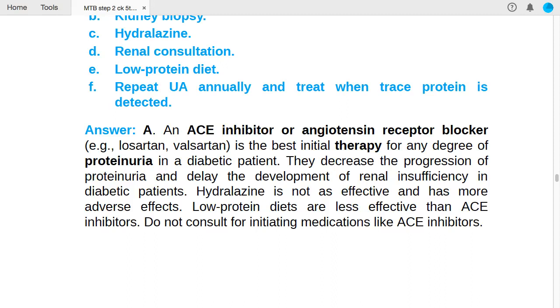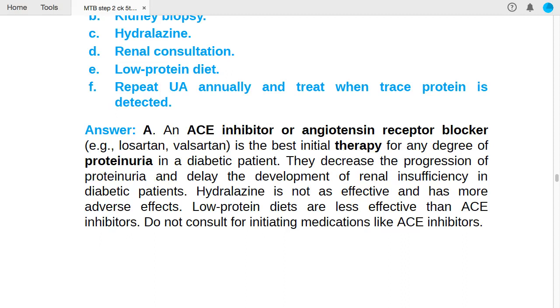So in order to prevent renal insufficiency and the progression of proteinuria, we usually advise medications immediately when a patient is diabetic and showing microalbuminuria. Why are we not using hydralazine? Because hydralazine is not as effective and it has more adverse effects. So we don't go for that.